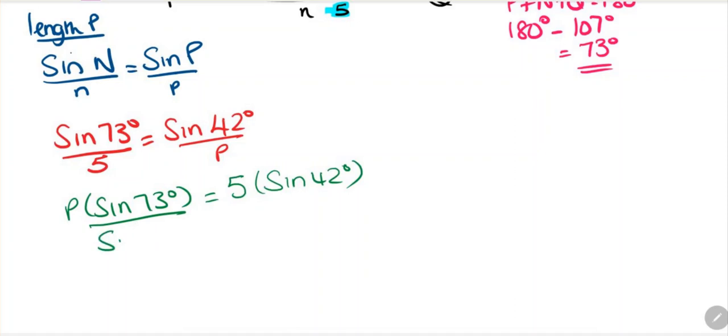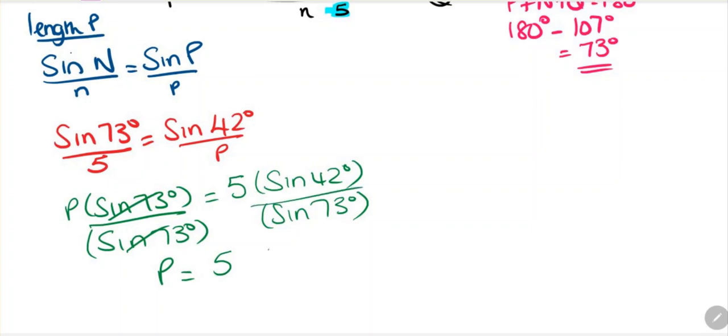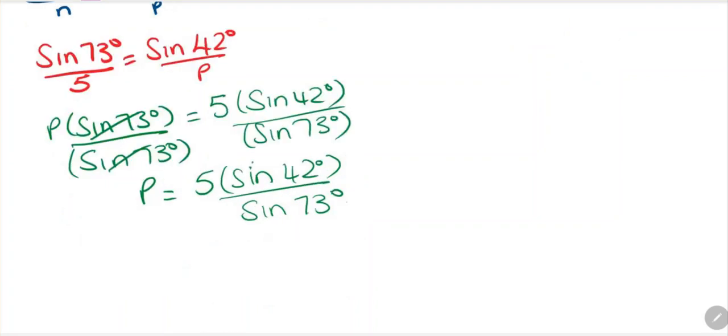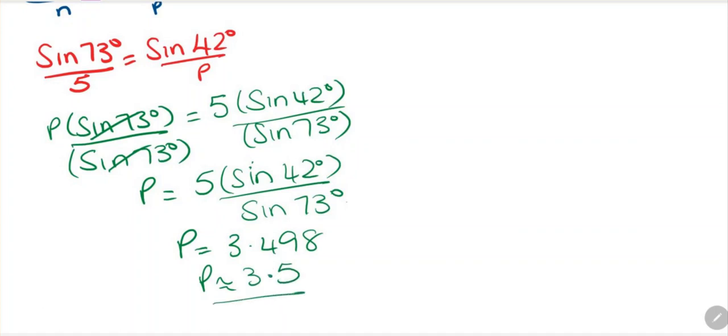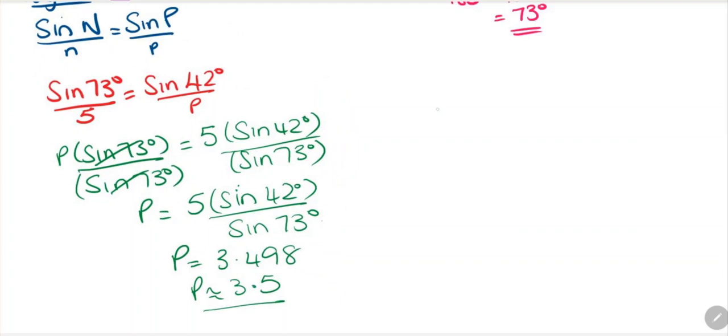And we're going to divide both sides by sine 73. These will simplify. So p is going to be 5 multiplied by sine 42 divided by sine 73. So in our calculator, p is equal to 3.498, which is approximately 3.5. So now to move on to find length q.